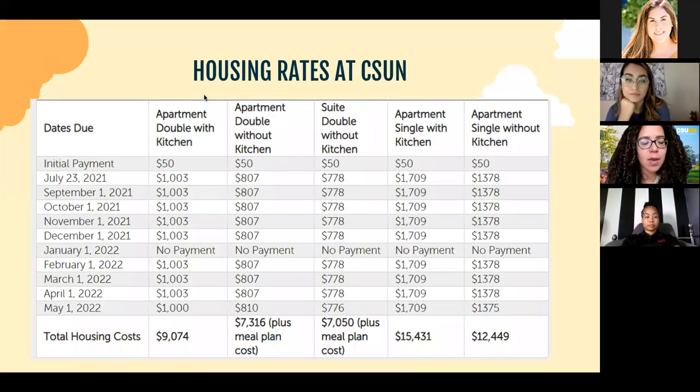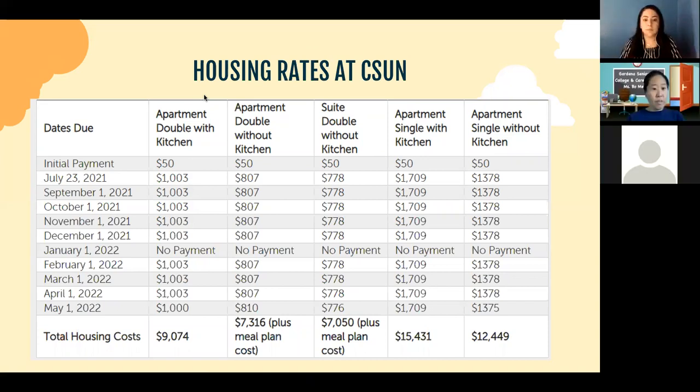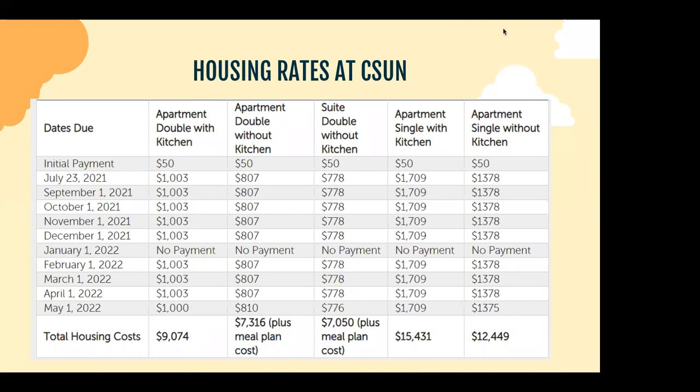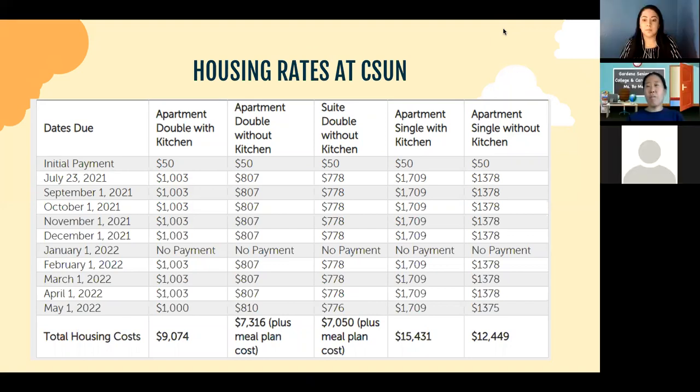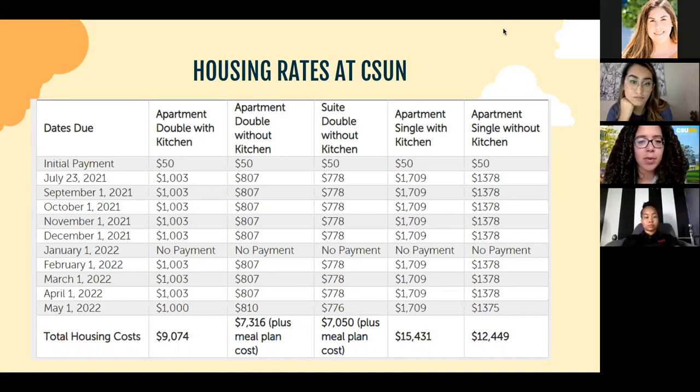So this is just an example. We just picked CSUN as an example, but I really liked how they broke down the payment costs. And if you did want to do it in payments, they give you the due dates for each different one. So for example, they have an apartment double with a kitchen, without a kitchen, a suite, which would mean you would definitely have more roommates, an apartment with a kitchen, and an apartment single without a kitchen. So you can see it varies in price depending on which type it is, as well as including a meal plan, which is going to be another cost.